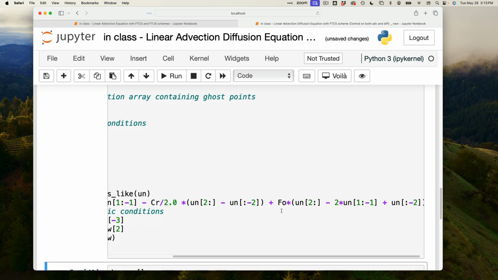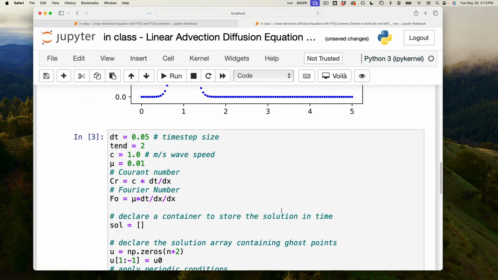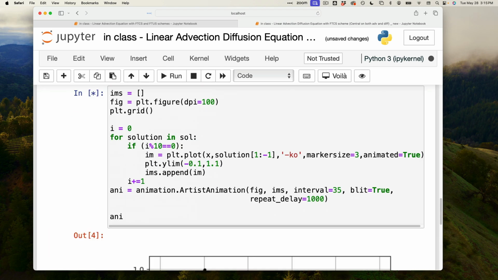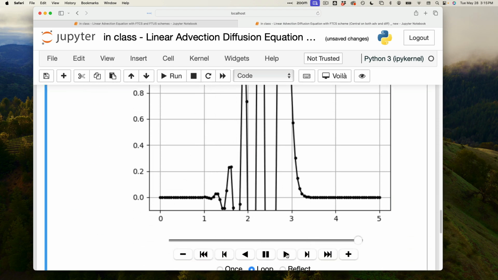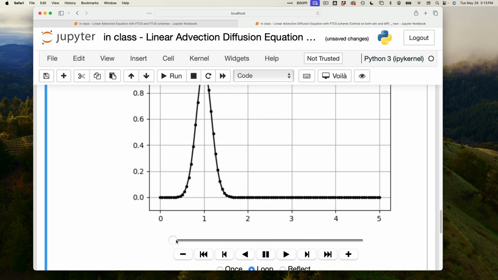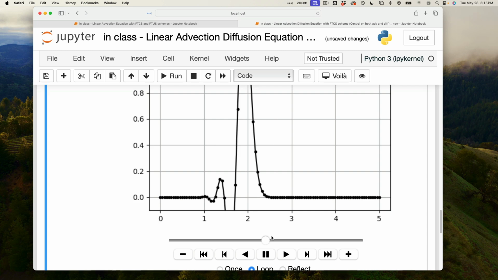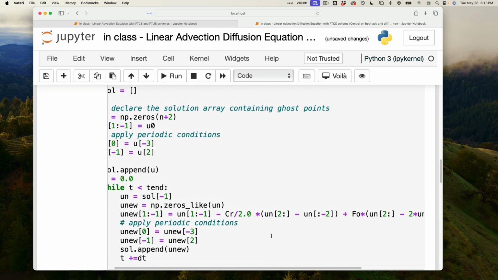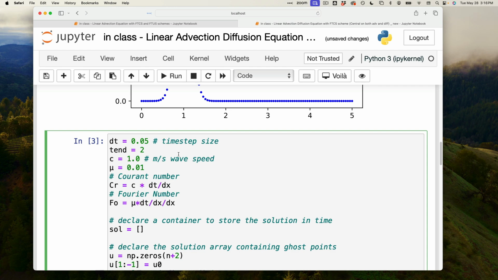Did we get this typed up? OK. So you should run it. It should run. And let's see the animation. OK, it's blowing up. Or it's going to blow up soon. So look at that. It's creating negative values, which is not physical. So I expected this because my time step size was chosen just arbitrarily.